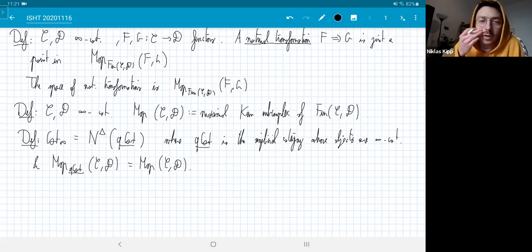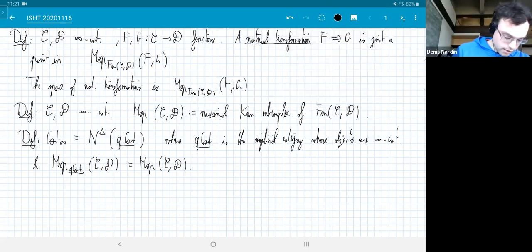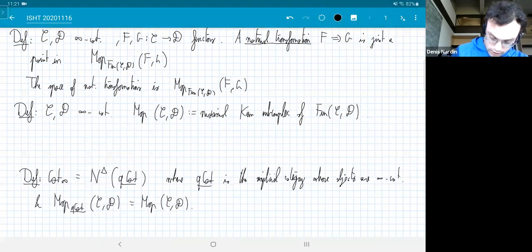Maybe just a remark. I guess this maximal Kan complex one can pretty easily write down using the homotopy category as a pullback. Yes. Let me write the remark. That's a good remark.